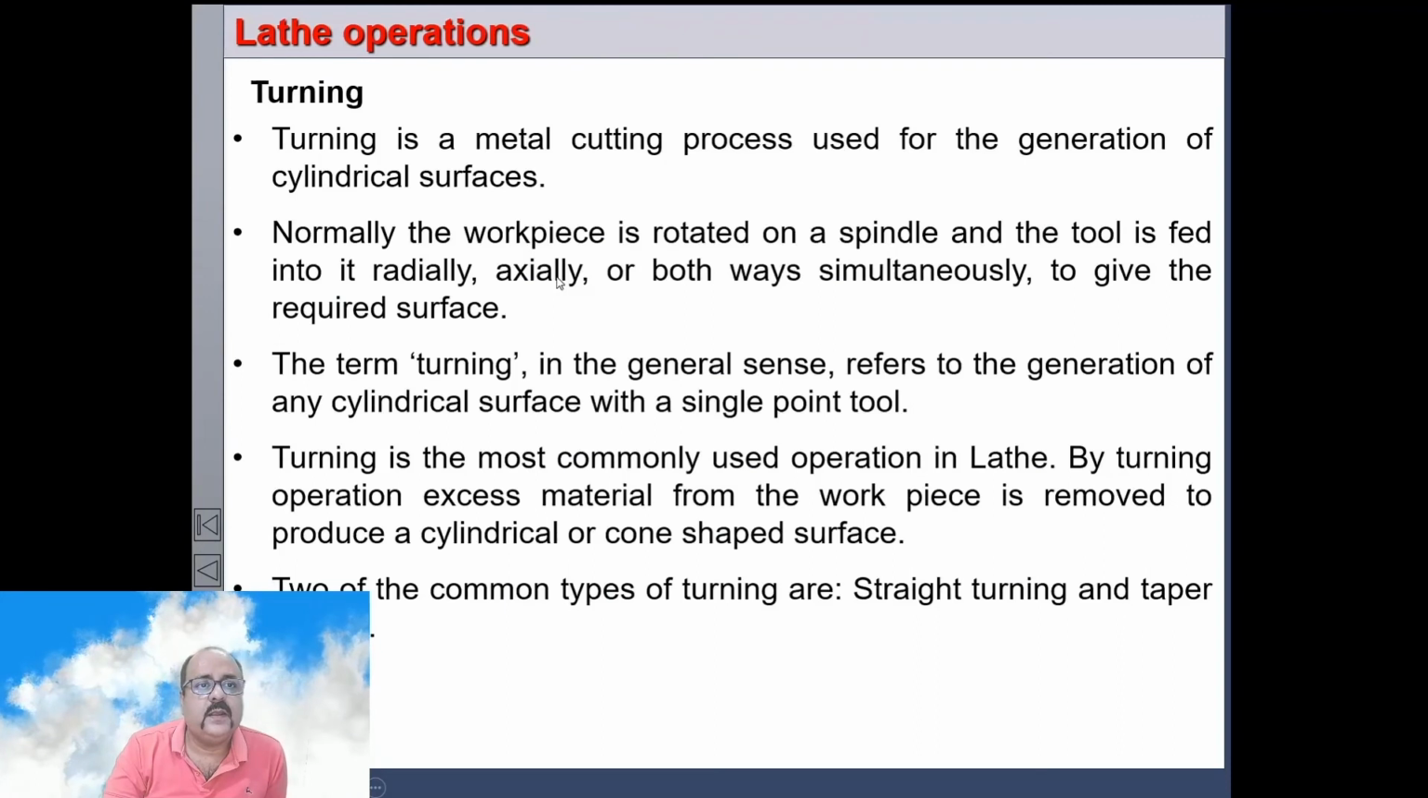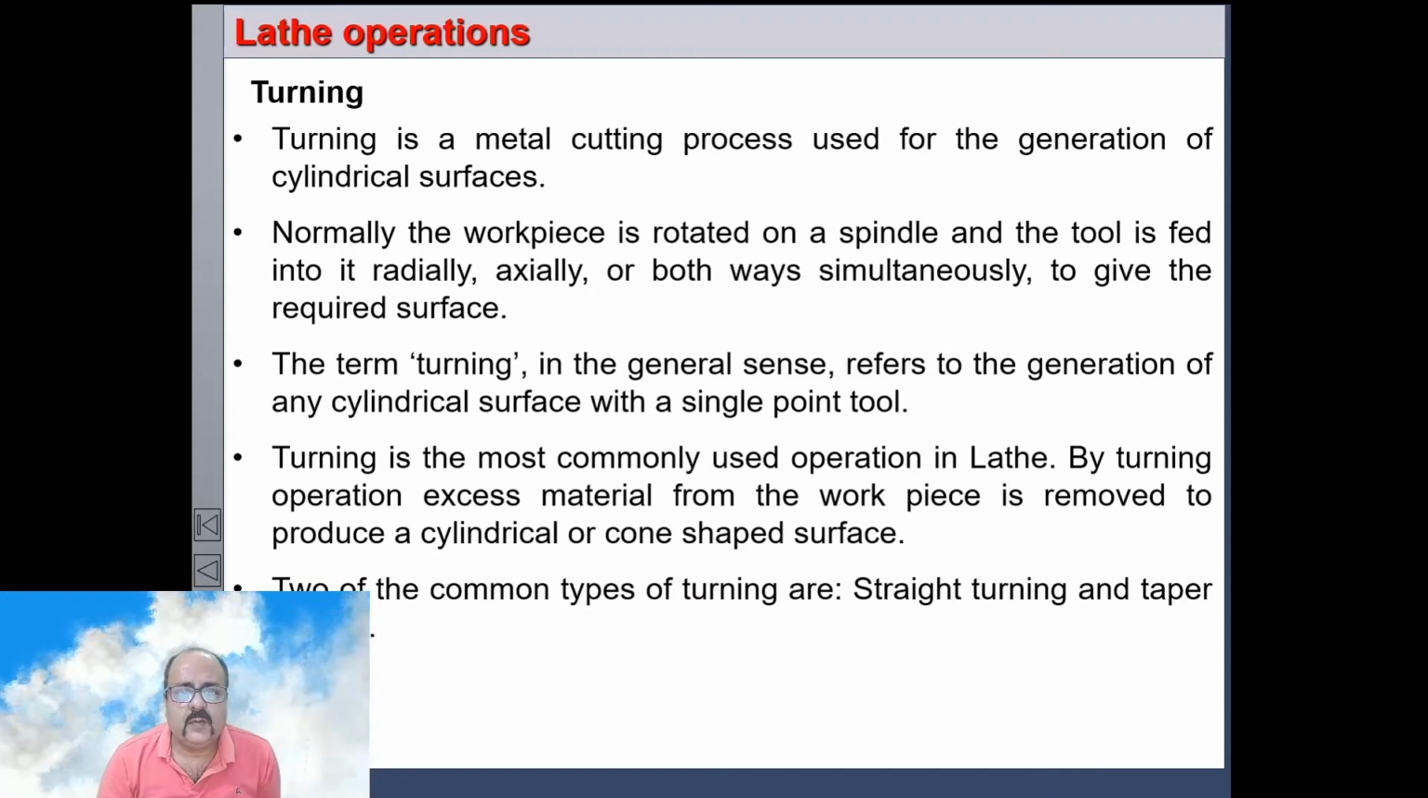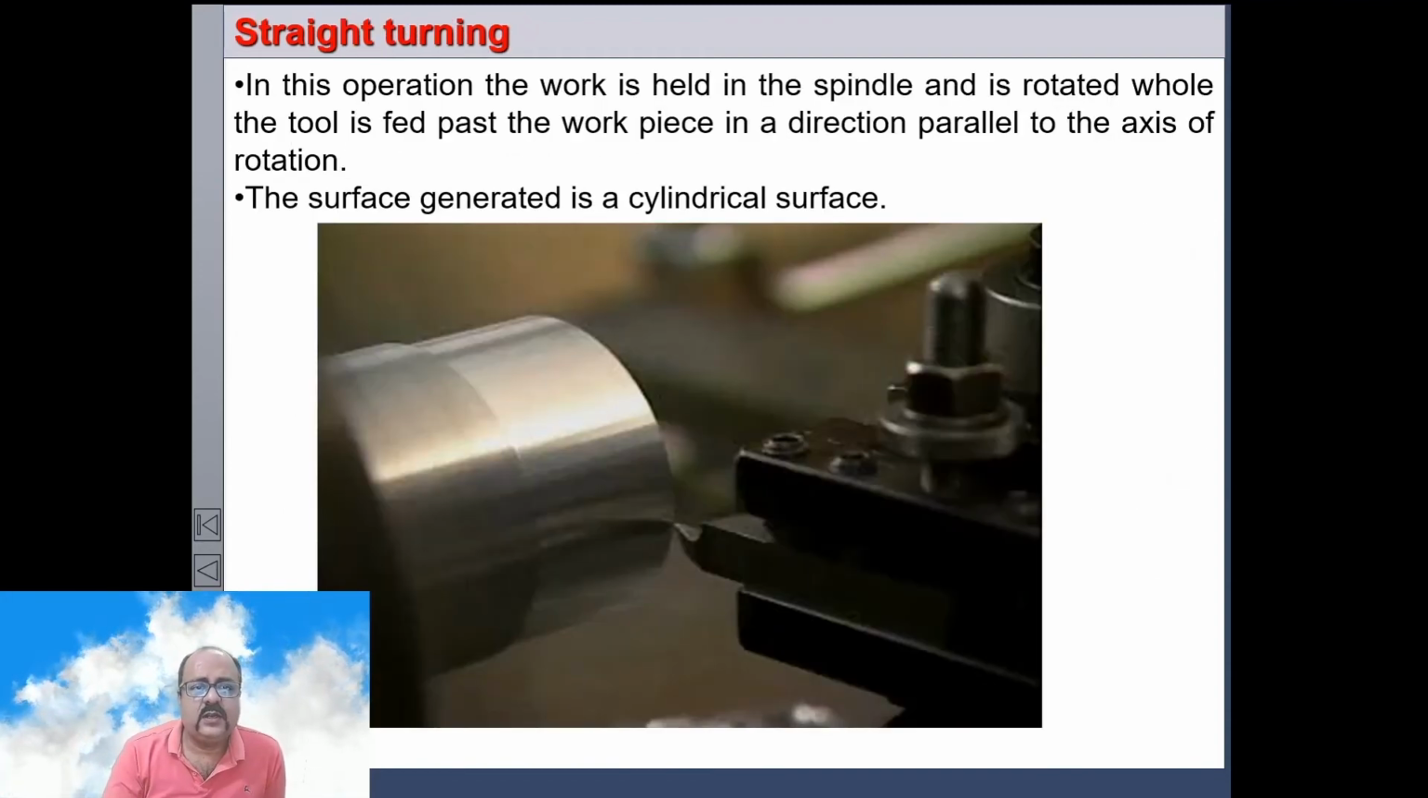Okay, the first operation that we'll be discussing is the turning operation. Turning is the most frequent operation performed on a lathe machine, by rotating the workpiece and feeding the tool longitudinally. When you rotate the workpiece and feed the tool longitudinally, the surface that is produced is a cylindrical surface parallel to the axis of rotation. So this is called the turning operation.